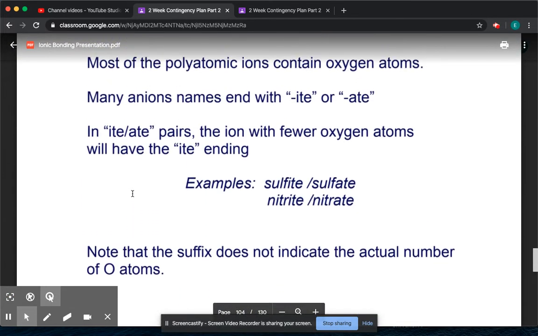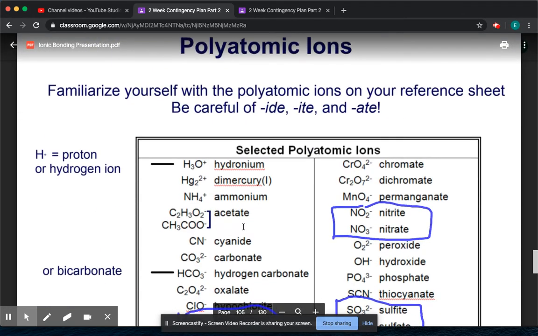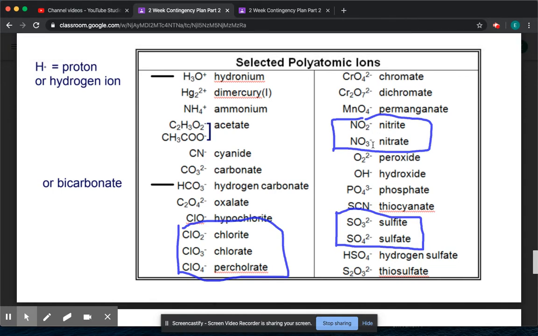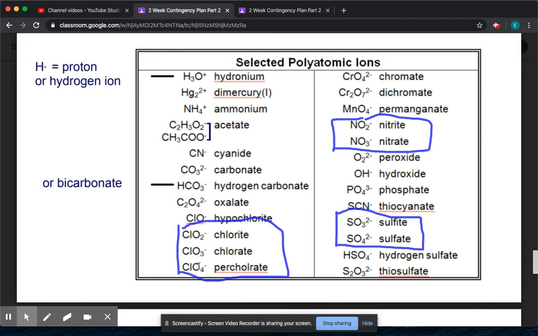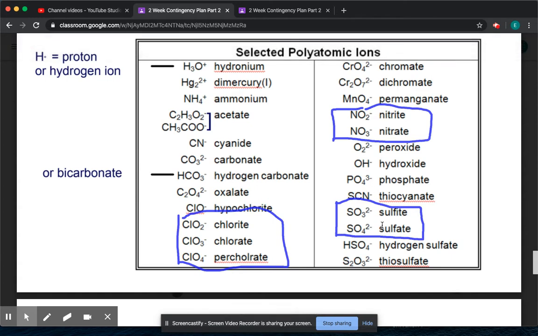So on this slide that we just passed, where the "ite" and "ate" pairs, it says the ion with fewer oxygen atoms will have the "ite" ending. They're referring to these. So here, for example, you have nitrite and you have nitrate. Notice how nitrite has two oxygens, the "ate" has three oxygens. Here you have chlorite, here you have chlorate. Notice how the one in "ite" has fewer oxygens. And then you have this last one, perchlorate. You won't see that too often, but this one has a fourth oxygen. Here you see nitrite, nitrate, and then you have sulfite and you have sulfate.